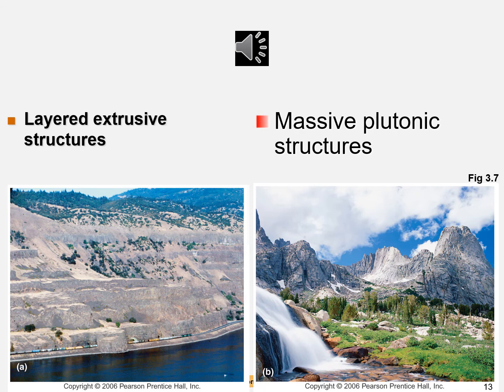On the left is an example of layered lavas, an extrusive structure. On the right is a massive plutonic structure. On the left is basalt from the Columbia River basalt group found in the Columbia River Gorge. On the right are granitic plutonic structures that were part of a large solidified magma chamber that is now exposed in Yosemite National Park in California.